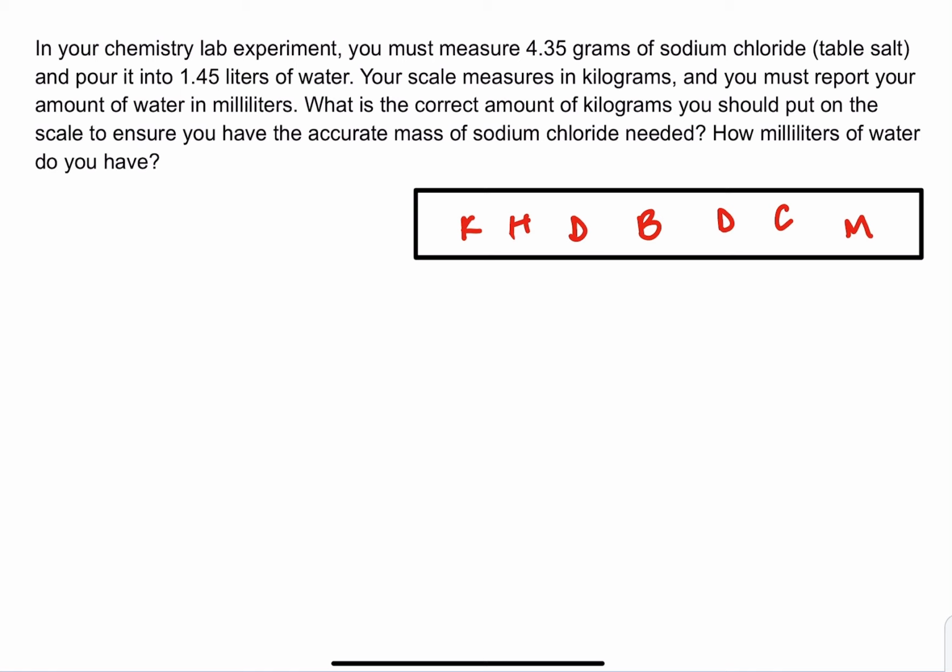So in this problem, we have a lot. It looks like a lot, but in reality, all we're doing is just 2 simple conversions. Let's break this down though. Let's highlight the pieces of information that we know, which is that we have 4.35 grams of sodium chloride and 1.45 liters of water. Those are 2 values that we know. And if you look at them more closely, you probably can get an idea that they're going to be your starting points for your conversions.